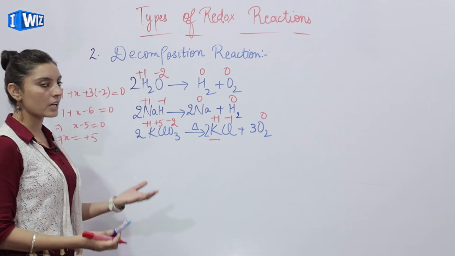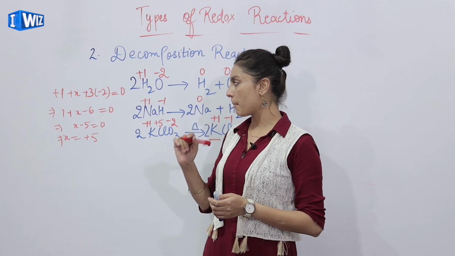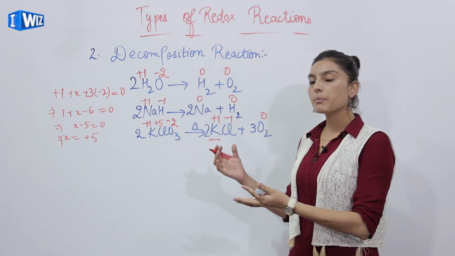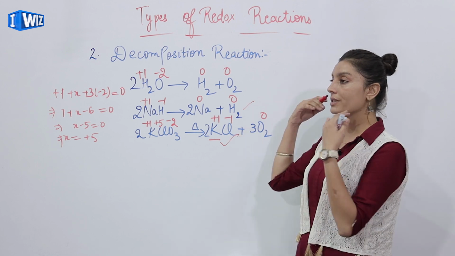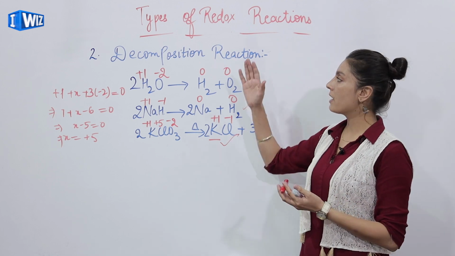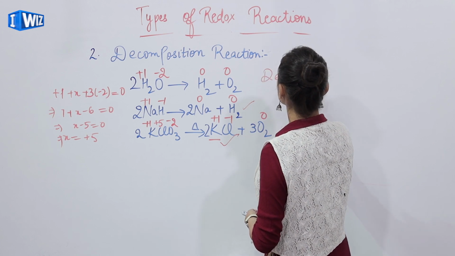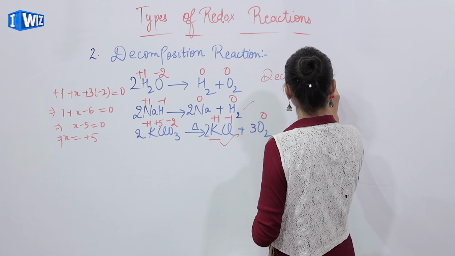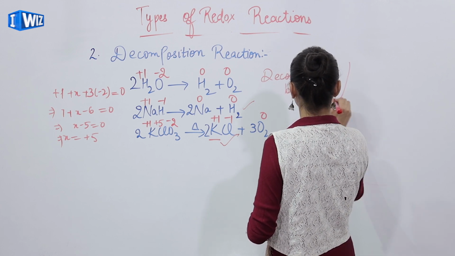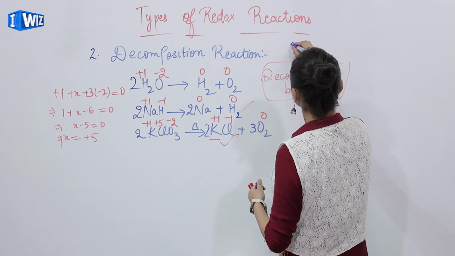Since there is a variation in the oxidation states, in the oxidation number, when they are splitting up into the different compounds, either the elements or the other compounds, there is a change in the oxidation state. This reaction is said to be decomposition. Decompose itself means something which is breaking down. Clear?